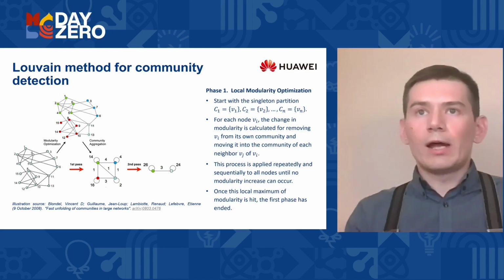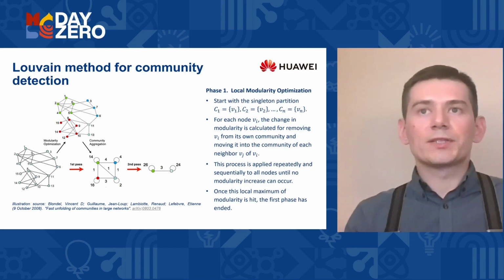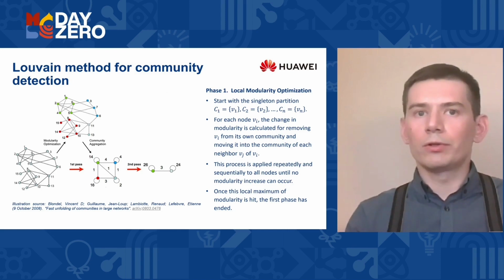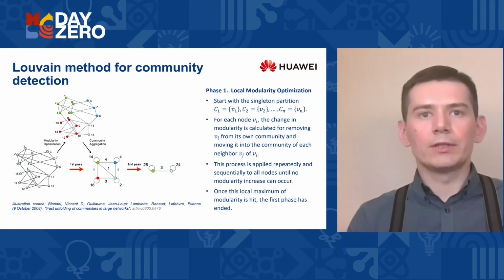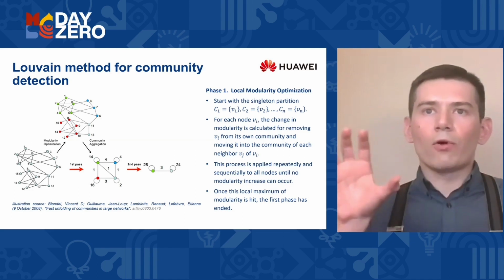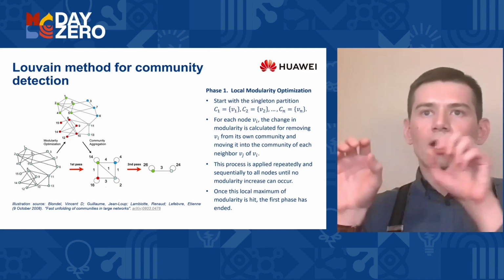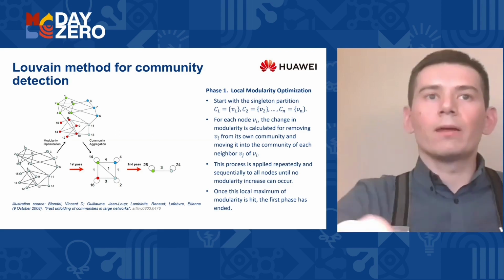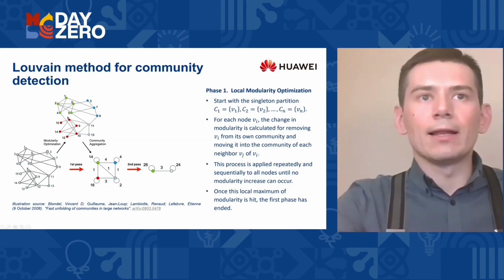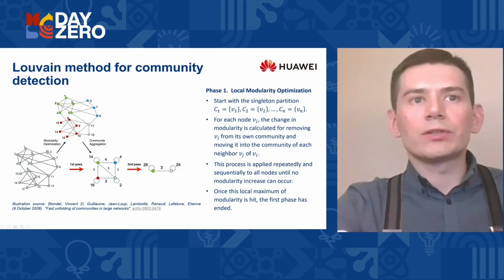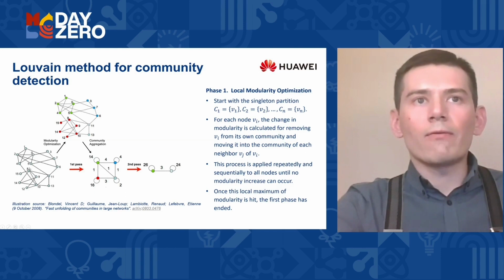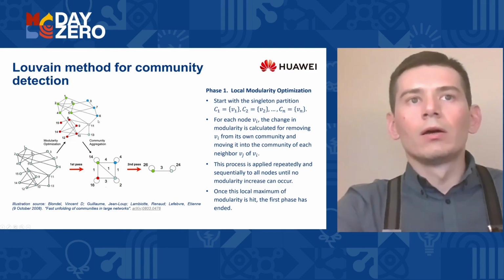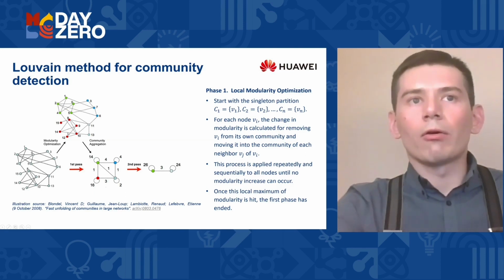On the local modularity optimization step, we start with singleton communities as well. And for each node, the change in modularity is calculated for removing this node from its community and moving it to a neighboring community. This process is illustrated here on the left. We see that we start from a gray graph and we obtain a red, green, blue colored graph.